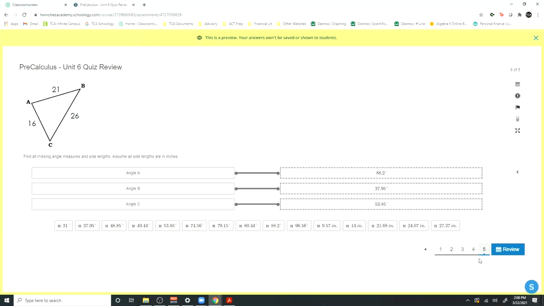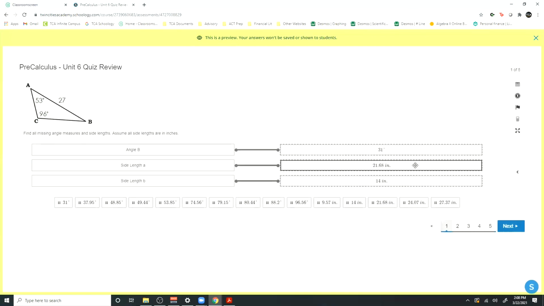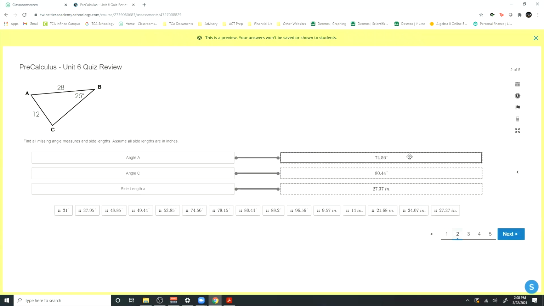What were the side lengths for number 1 again? You got it. Number 1, we had 31 degrees, 21.68 inches, and 14 inches. So number 1 was 31 degrees, 21.68 inches, 14 inches. Number 2, 74.56 degrees, 80.44 degrees, and 27.37 inches.